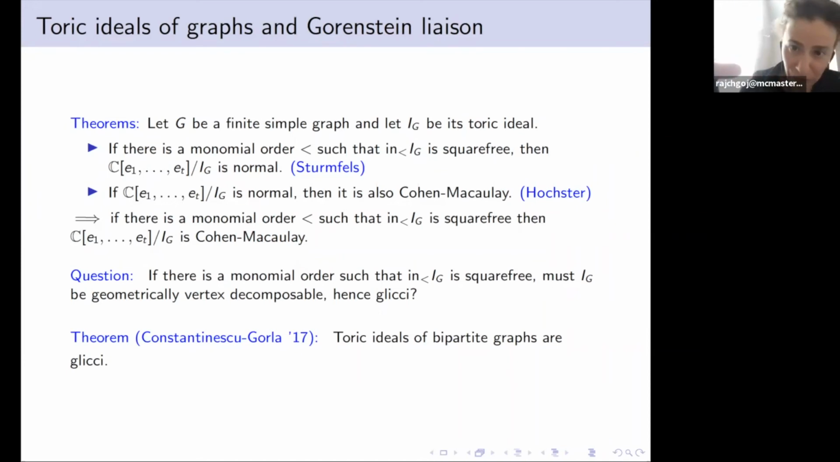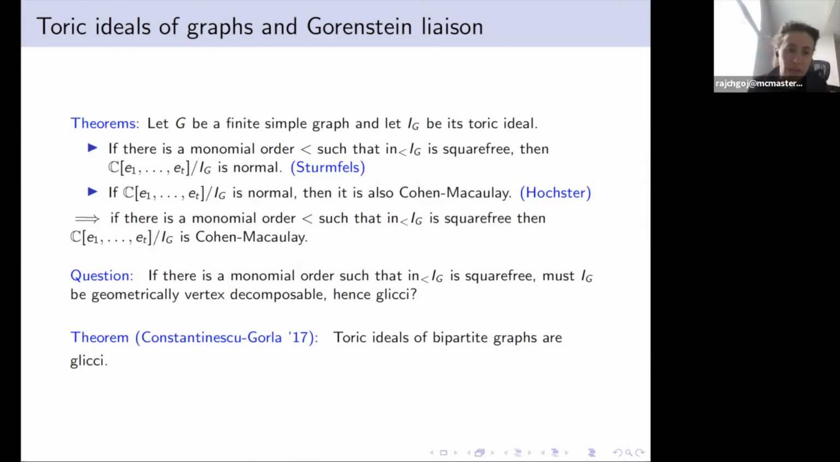And of course, that's very special, right? In general, it's not true that just because you have an arbitrary ideal and a square free initial ideal, you're going to be normal, right? Certainly not. But in the toric ideal setting, it's true. Okay. And then following from a result of Hochster, if the polynomial ring mod the ideal is normal, then also it's Cohen-Macaulay. So the implication of these two together is if there's a monomial order such that in IG is square free, then the quotient ring is Cohen-Macaulay.